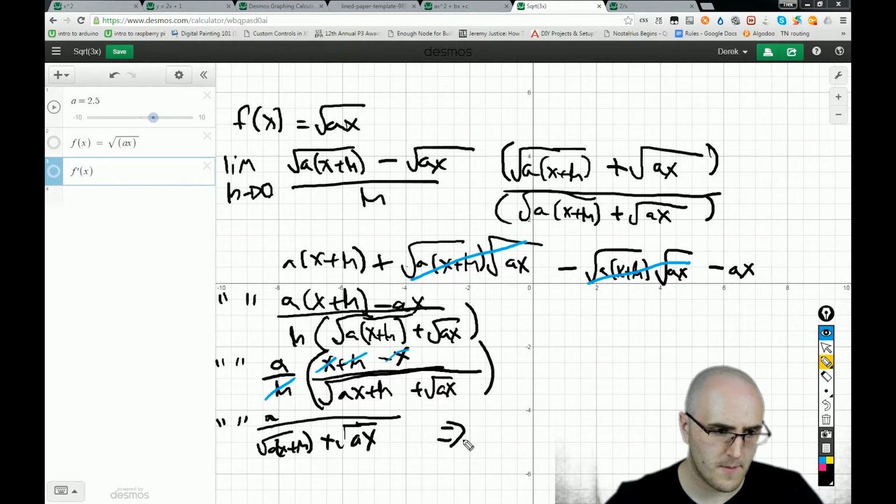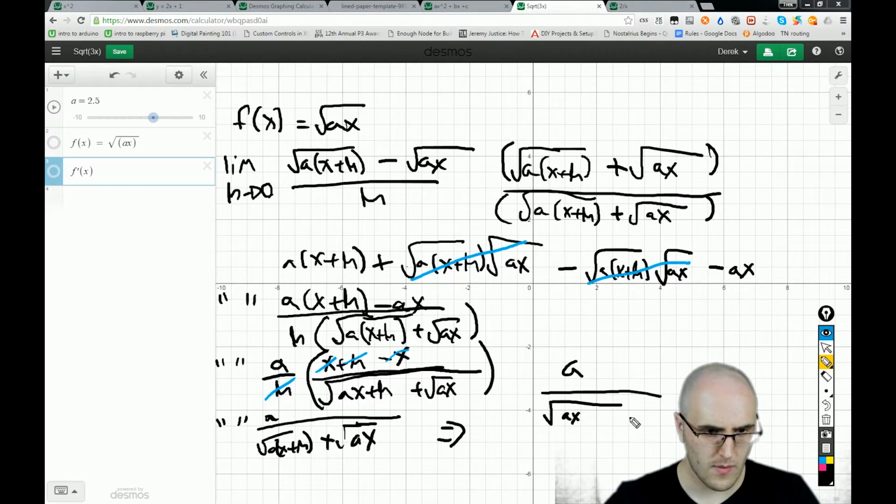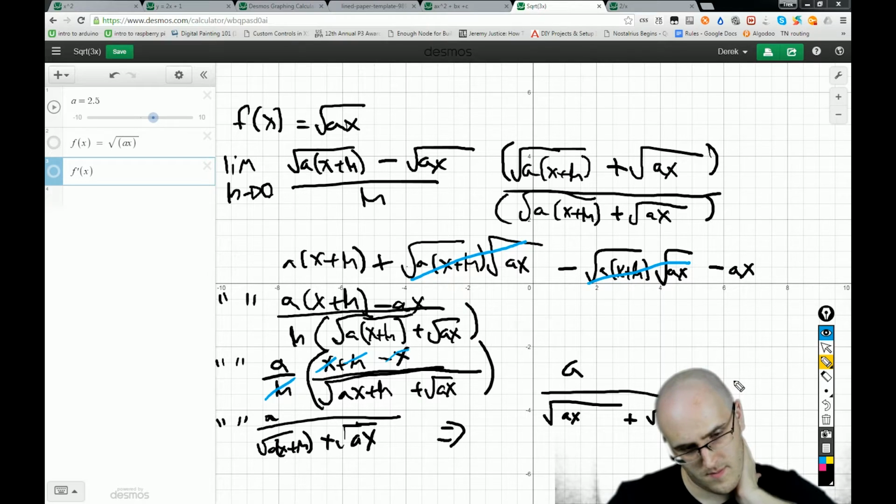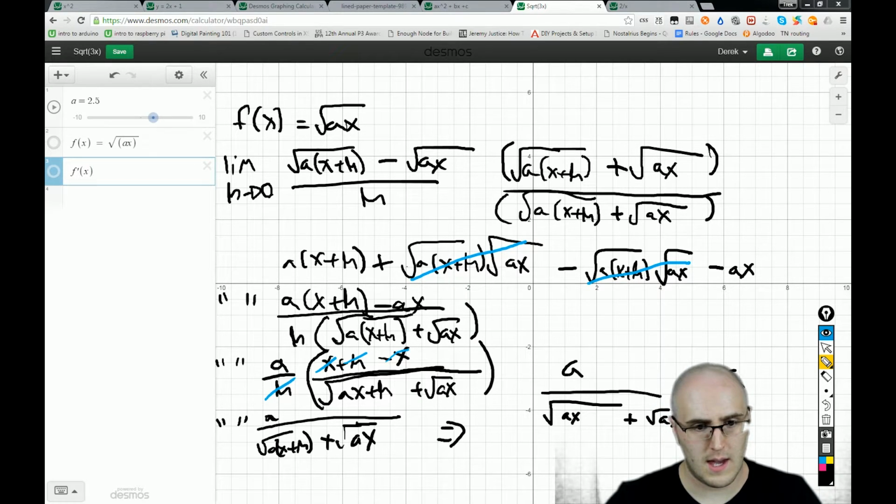And we get a over square root of ax plus square root of ax. So that's equal to a over 2 times the square root of ax. And if you recall, square root of ax is actually our function.